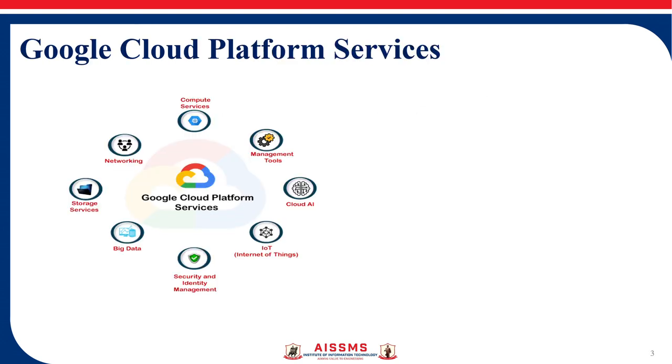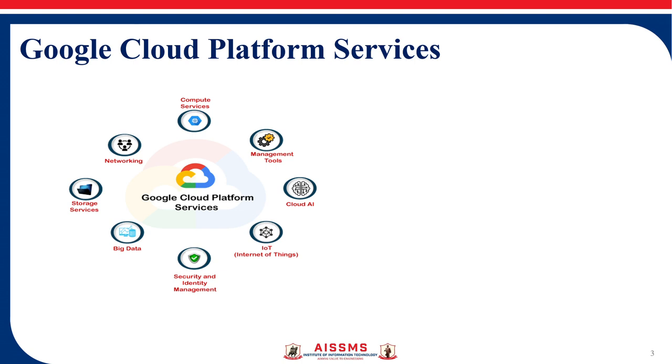Next, we are discussing Google Cloud Platform services. While defining Google Cloud Platform at the start, we listed all these services. To start with, we have compute services, management tools, cloud AI, IoT (Internet of Things), security and identity management, big data, storage services, and networking. In the case of compute services, Google Cloud Platform offers a scalable range of computing services like Google App Engine, Compute Engine, Kubernetes Engine, and so on.